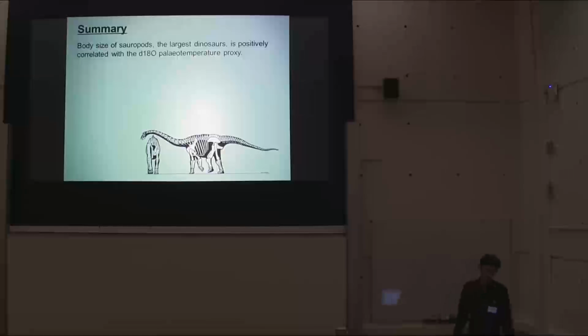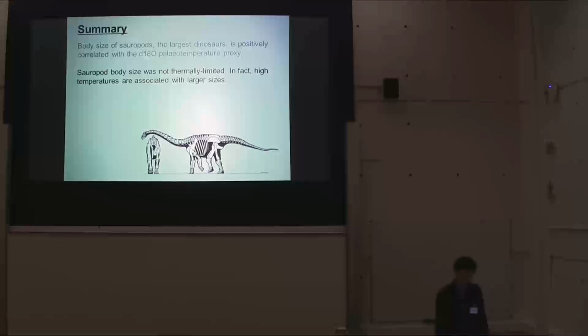So in summary, body size of sauropods, the largest dinosaurs, actually the largest terrestrial animals that ever lived, is positively correlated with temperature proxies. It's nice. Sauropod body size clearly wasn't thermally limited. Some people say mammalian body sizes are limited by temperature. In fact, sauropods seem to have been able to be bigger when it's hotter. That's the opposite of being thermally limited.